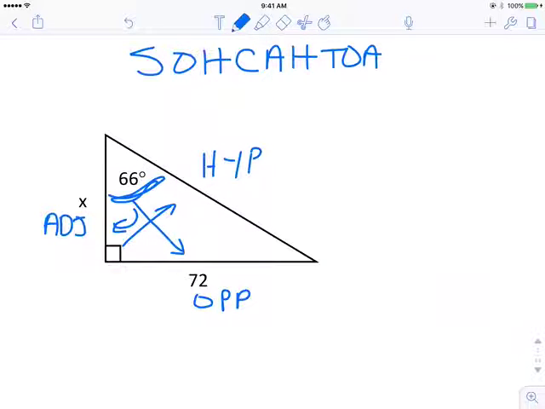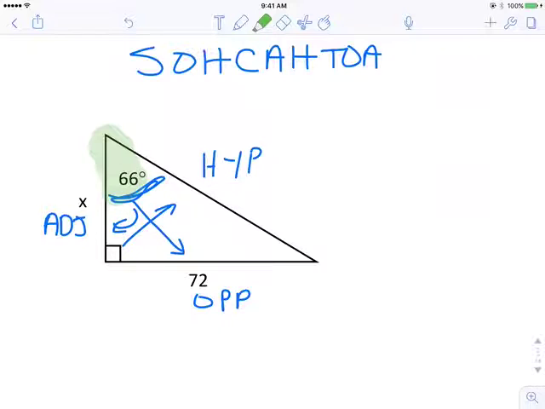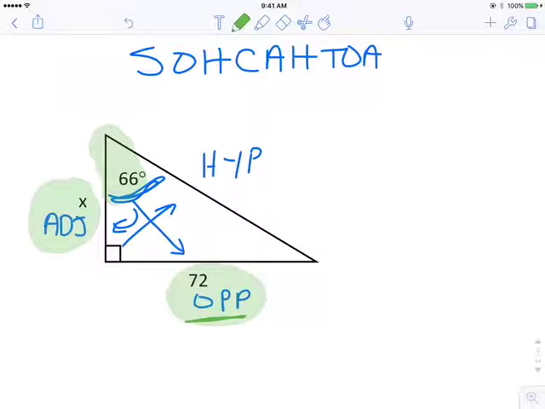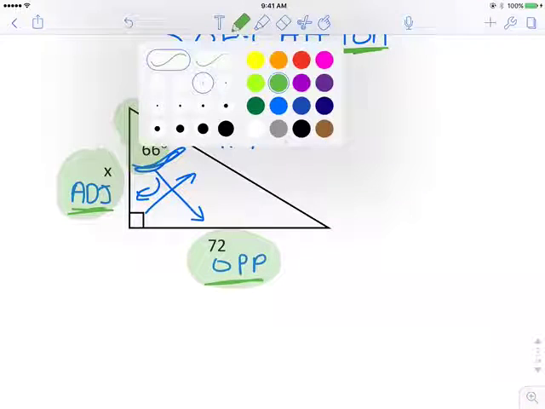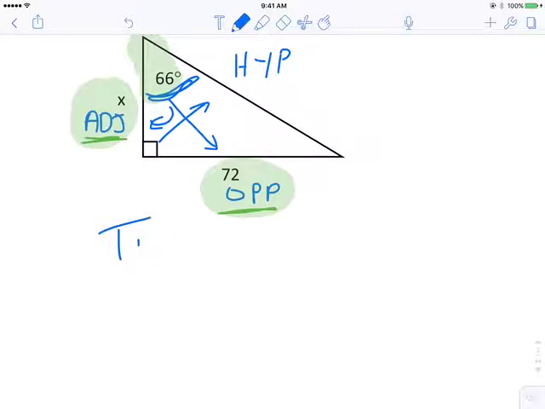Now I need to decide which trig function I'm going to use. I go back to my question. I say, okay, so I've got this angle. I know my opposite side, and I'm looking for my adjacent side. So what trig function relates opposite and adjacent? Tangent. Tangent is opposite over adjacent. So I write down my formula. My formula is tangent of an angle is equal to opposite over adjacent.